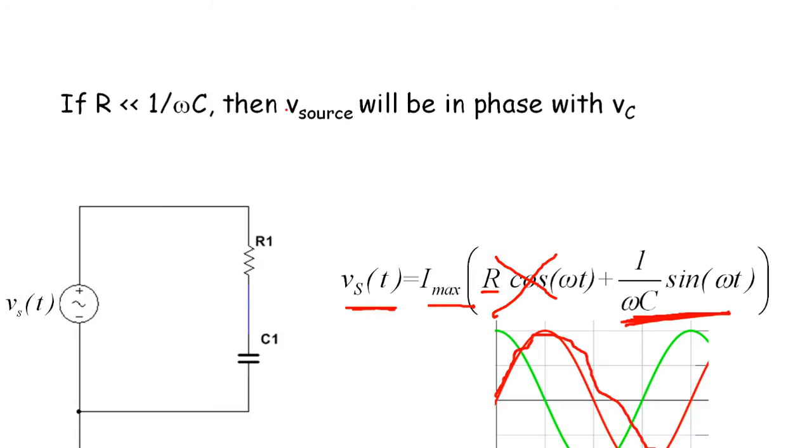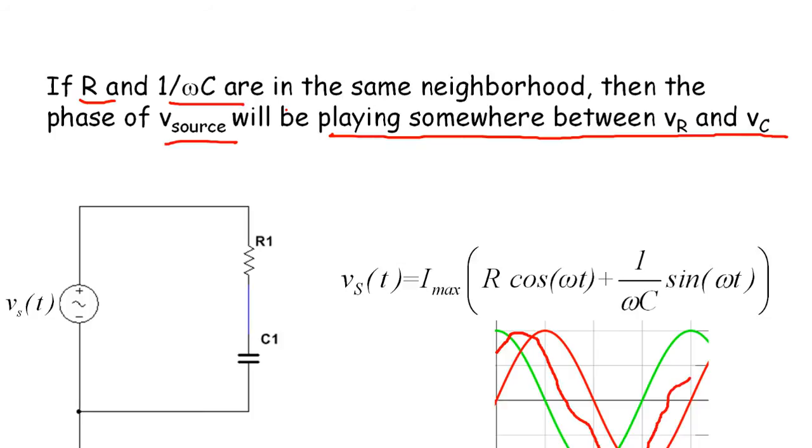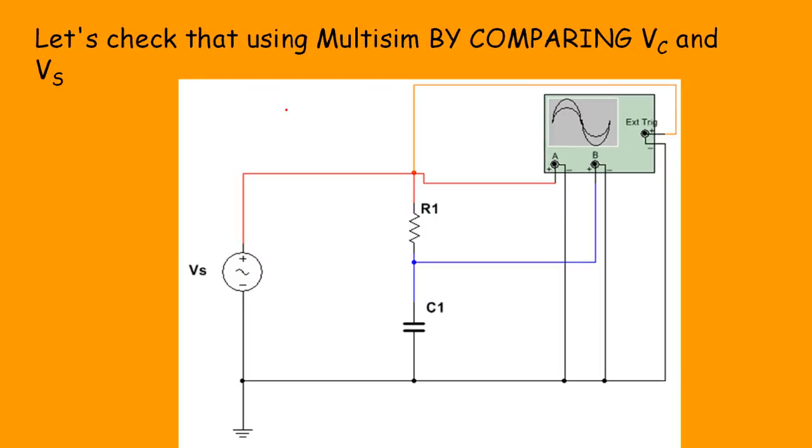It's fickle, that source voltage. And if R and 1 over omega C are both in the same neighborhood, so they don't have to be equal, but roughly close, one might be 0.5, the other 0.7, then the source voltage will be somewhere between these two. So then your source voltage is going to be something like this. Well, wouldn't that be neat to be able to simulate?